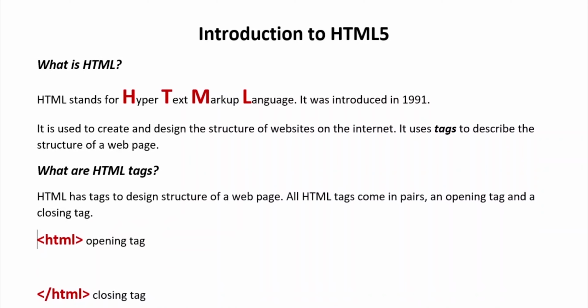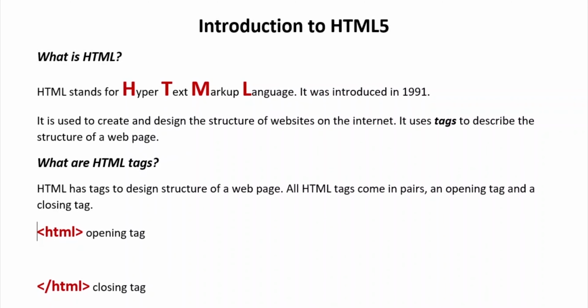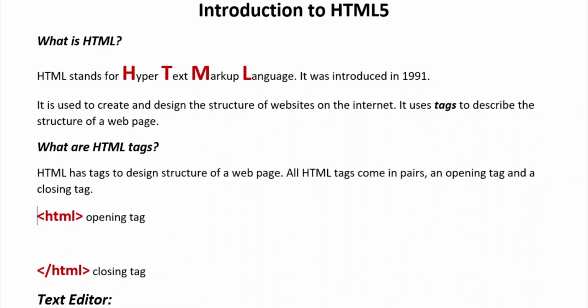Now we will understand what are HTML tags. HTML has tags to design the structure of a web page, okay? All HTML tags come in pairs, except some tags. We will discuss all the tags in the upcoming videos. Just stay with us. All the HTML tags are in pairs, okay? It has an opening tag like this. This is the opening tag, then a closing tag.